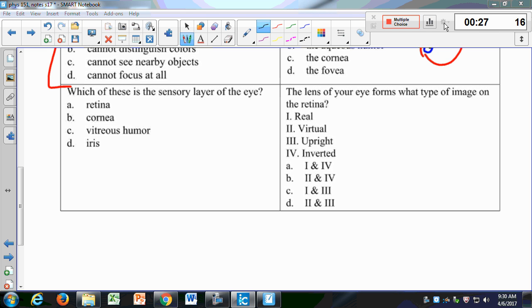We're sort of all over the board here. So what's the difference between a real and a virtual image? Real images can be projected onto a screen. A virtual image cannot be projected onto a screen, right? Like a flat mirror. You look in a flat mirror, that's a virtual image. You can't project that onto a screen. What's the difference between an inverted and an upright image? An upright image is right side up, like in a flat mirror, but an inverted image is upside down. We haven't seen an inverted image, but you can get inverted images.